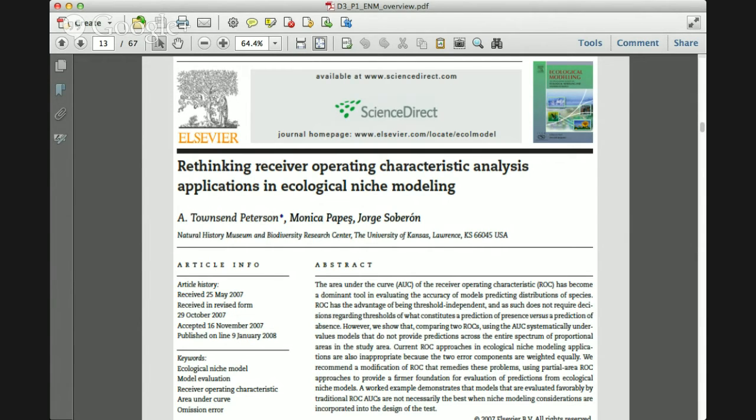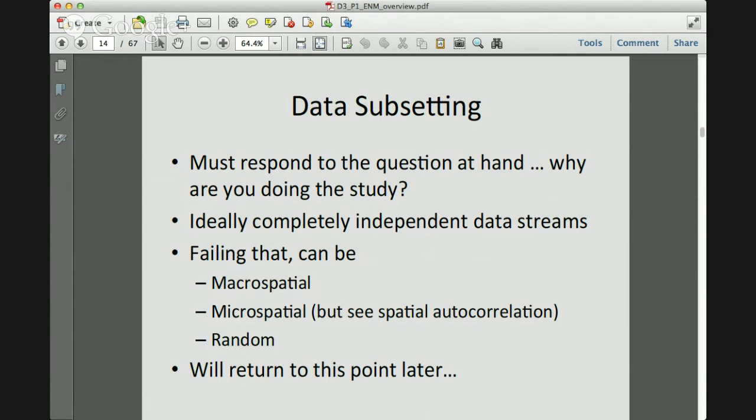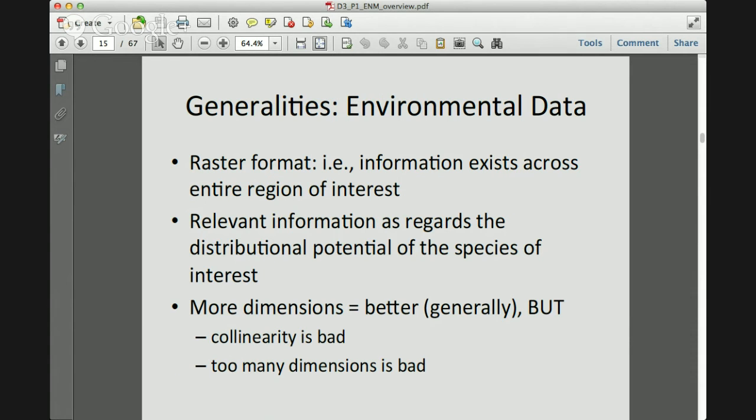And we call that the E parameter, and I'll make this paper available to you so that you can read about the E parameter. We'll be talking about that later. And then remember, we talked about subsetting data, and we're going to come back to this. This is to permit model evaluations.